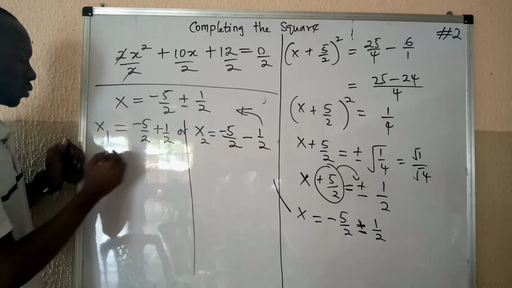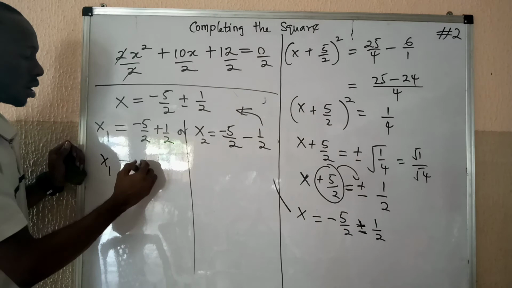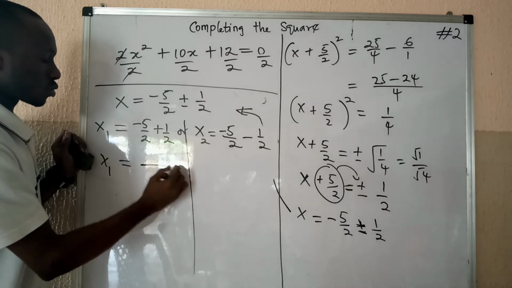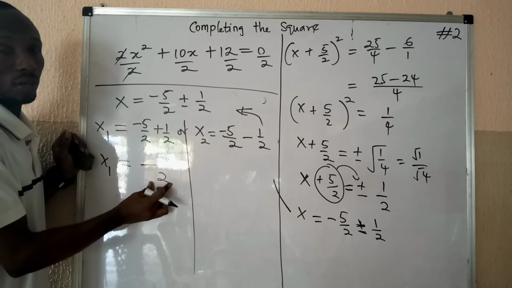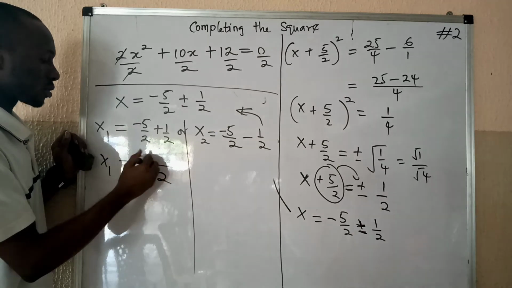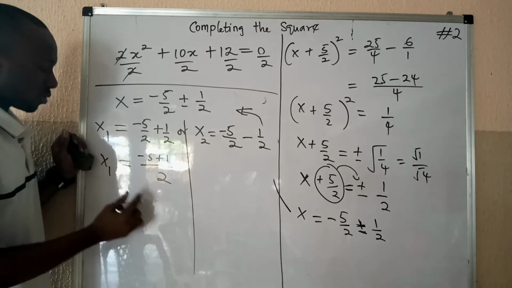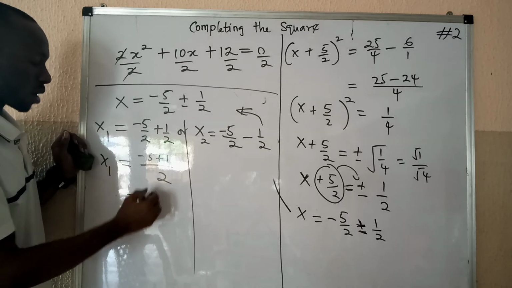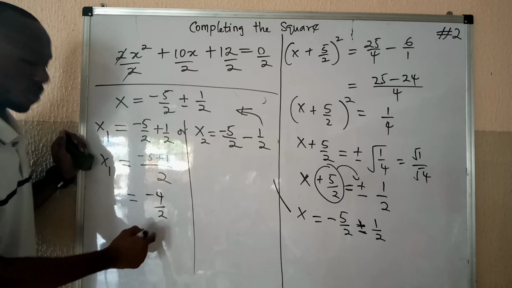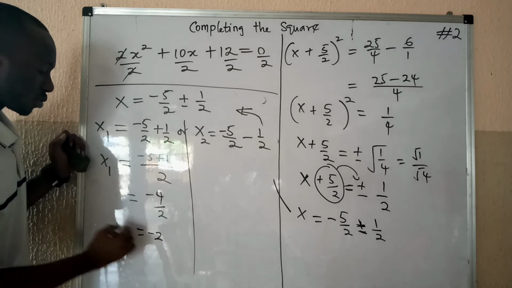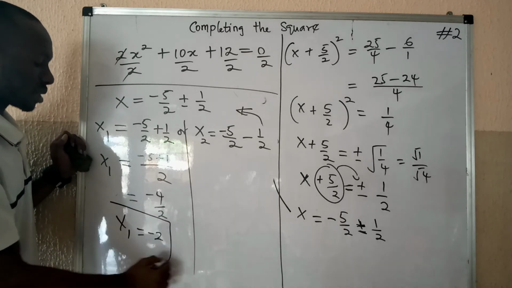Let's finish this one. We have x1 is equal to, the LCM of 2 and 2 is 2, since they have the same denominator. So we have minus 5 plus 1, which is minus 4 upon 2, and minus 4 upon 2 is simply minus 2. So x1 is minus 2.